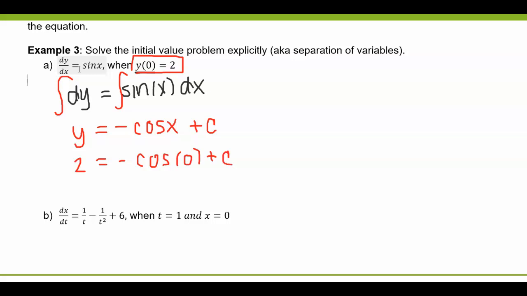What is c? Well, the cosine of 0 is 1. So you get 2 equals negative 1 plus c, which means that my c value has to be 3 because 3 minus 1 is 2. So my y equation is negative cosine x plus 3.